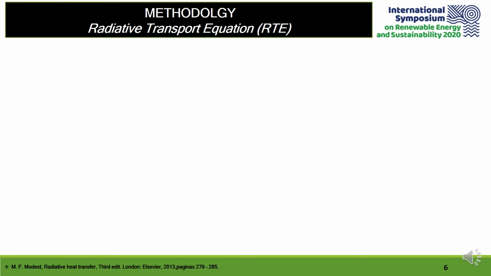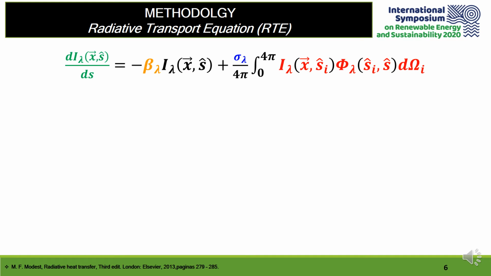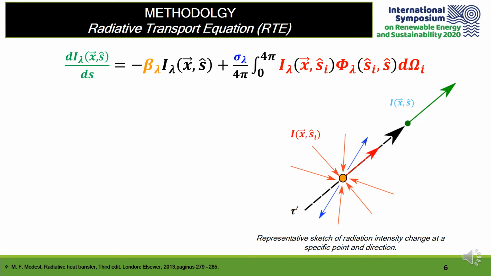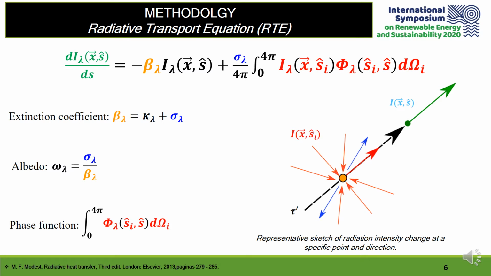Now, to talk about the radiative transport in photobioreactors, it's necessary to know the radiative transport equation, which is an integral differential equation that describes an energy balance in a specific point and direction in the space. This equation has three main radiative parameters. Extinction coefficient, that represents the energy lost by absorption and scattering. Albedo, that represents the fraction of energy that is scattered after the interaction with a microalgae culture. And phase function, that describes the quantity of energy that is incoming in the energy balance from different points.